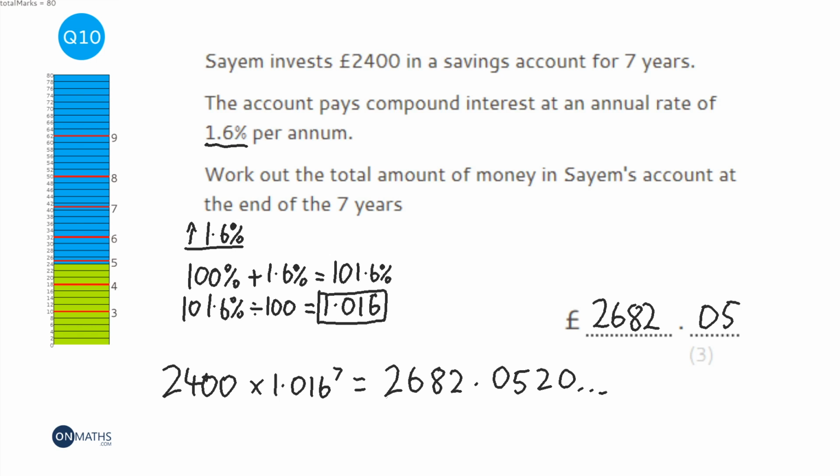So you can always just check your answer to see if it makes sense. If you ended up with less money at the end, then alarm bells are ringing.